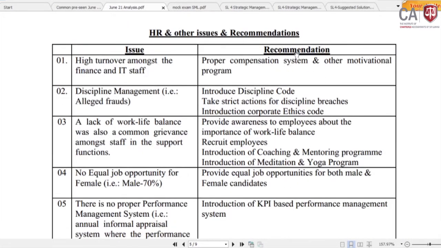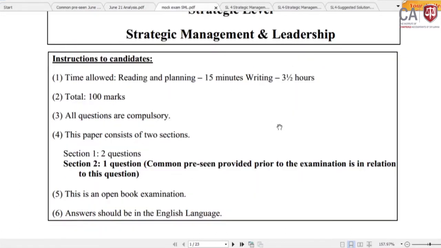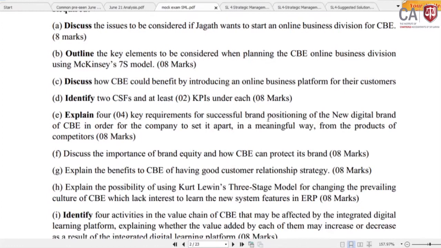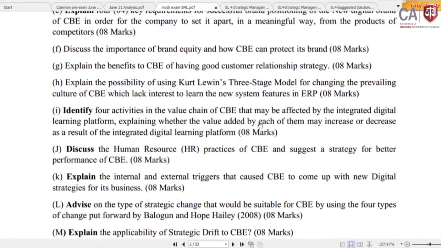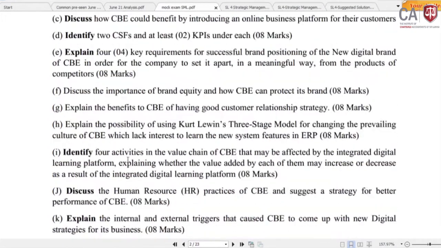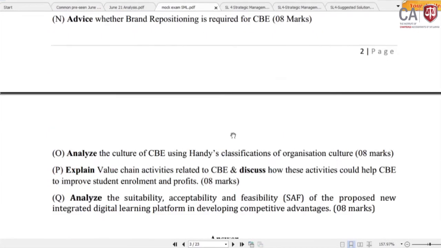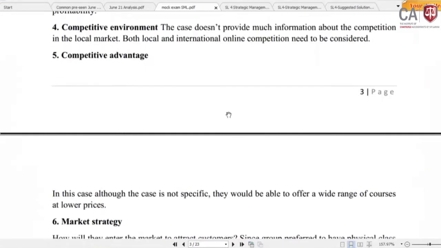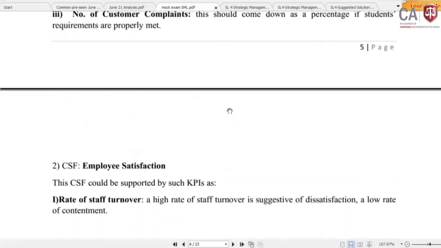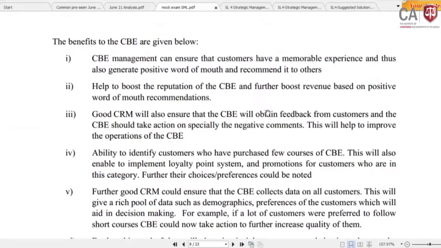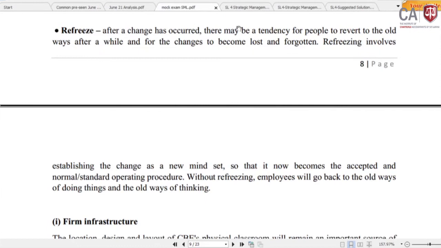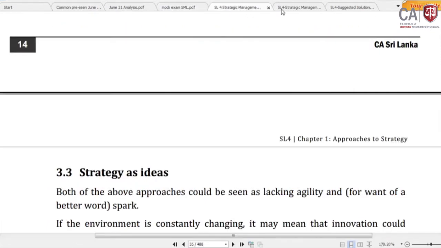So, here I have identified that. Even if you look at this mock exam conducted, you can see I have specifically identified the HR issues. See this J part, discuss the human resource practice of CBE and suggest a strategy for better performance of CBE. So, I specifically identified these HR matters. So, what I am asking you is to work on this when the pre-seen is given.